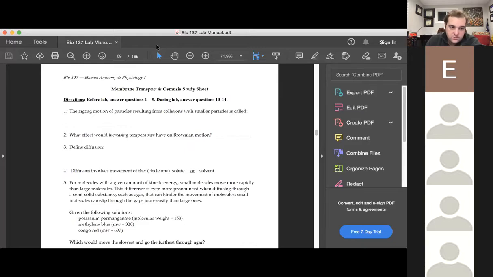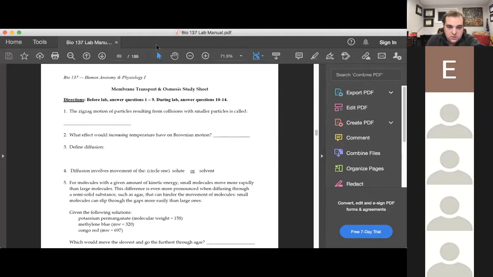Diffusion is the movement from areas of high concentration of solute to areas of low concentration of solute. So that's number 3. And what did I just say? I said solute. So that's number 4. Circle solute.